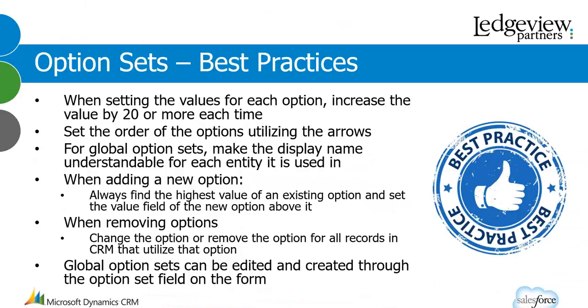When removing options, you want to make sure that you change or remove the option from all records in CRM that utilize it. So if, for instance, you're removing prospecting list, you want to run an advanced find for all records that use prospecting list, delete them, or change it to a different name. Otherwise, the value behind the scenes is going to stay the same, and you're going to run into an issue later on. And the global option sets can be edited from that field we were just in.